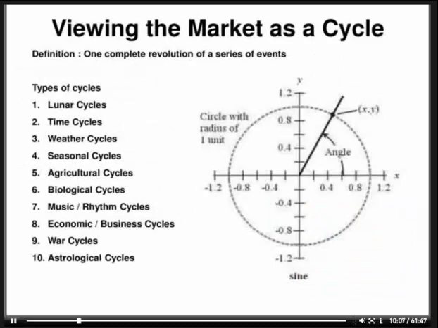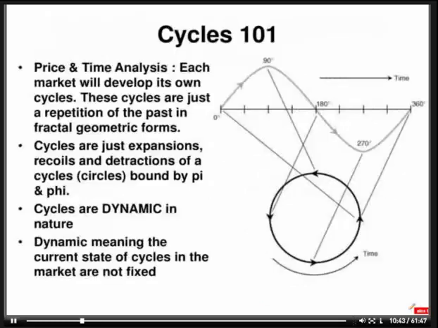So viewing the market as a cycle, we start with the simplest notion, that we want to look at the market as one complete revolution of a series of events. And there are cycles in a lot of things around us all the time. There are lunar cycles, time cycles: days, weeks, months, years. There are weather cycles, the seasons. There are agricultural planting cycles. There are human biological cycles, circadian rhythm cycles. Obviously, economic and business cycles, cycles of war, and also astrological cycles to take into consideration.